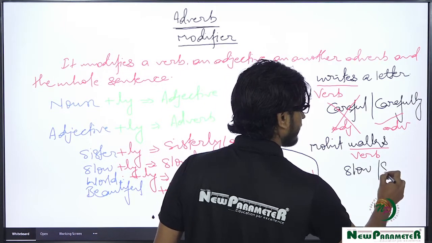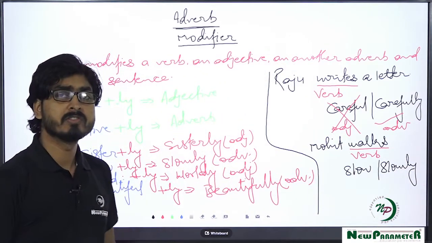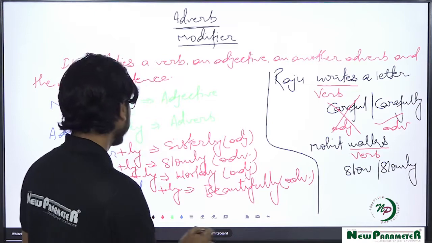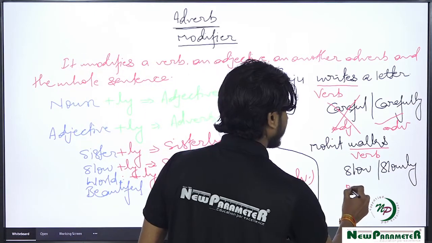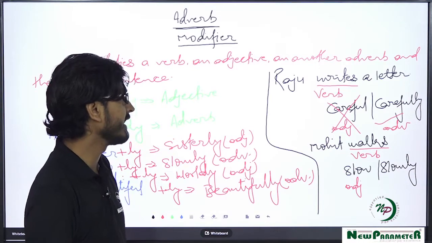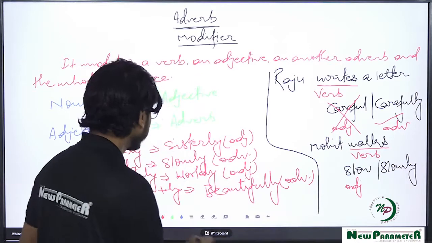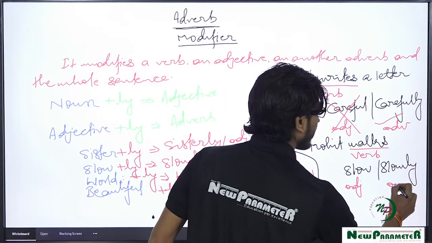Slow, and second one, slowly. As we know, slow is not a noun. So slow is what? Slow is an adjective, and we have added ly to this slow. So slowly becomes what? Slowly is an adverb.